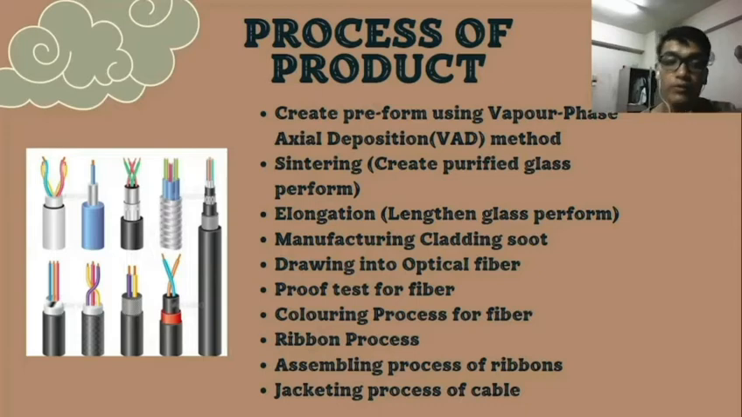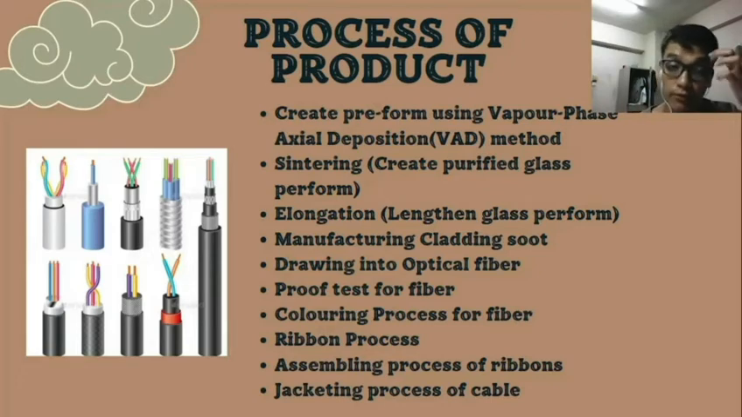For the fifth one, we're going to draw it into optical fibers. For this one, we just need to heat the preform in the furnace and draw it into optical fibers. Uncured polymer, which is also known as UV resin, is applied online to the glass fiber and cured by passing it through UV light.